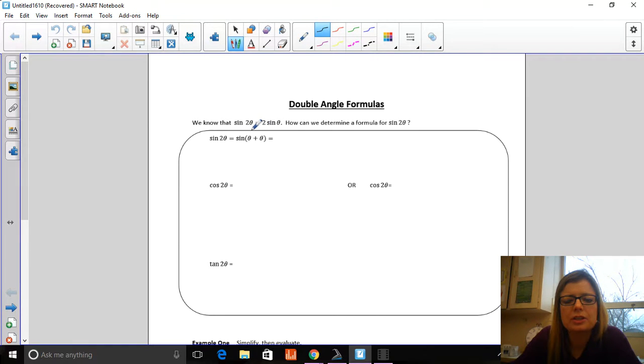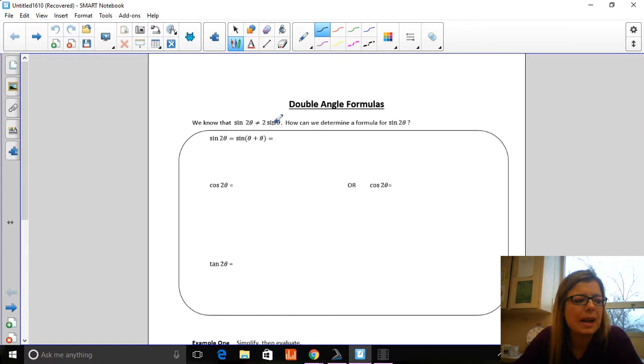Okay, so there's actually just the three that we're learning. It's just that cos 2 theta has two different versions that work. So we know that sine 2 theta and 2 sine theta are not equal. It's not like the distributive property where you can just move it around. So we need to come up with a different formula for what 2 theta means.